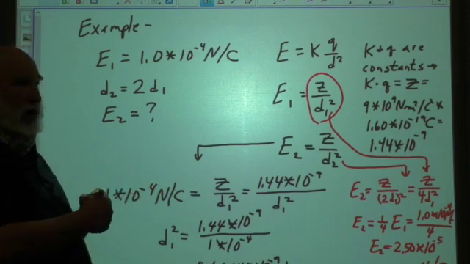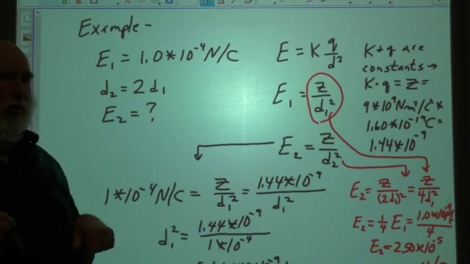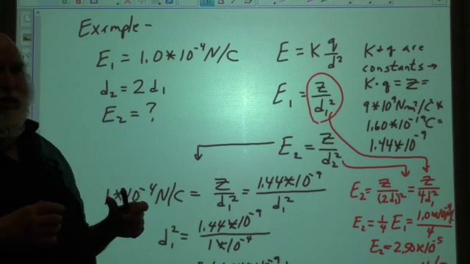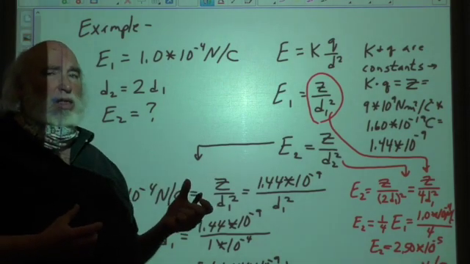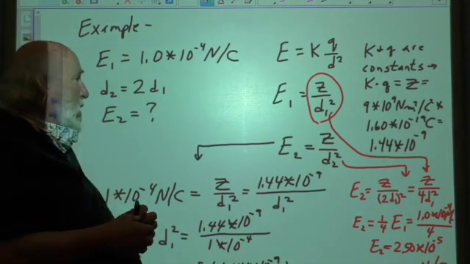Now, if you're pulling a charge farther away, remember it's an inverse relationship to the distance squared, which means we know that when you pull it away, the distance gets greater. That means the strength of the electric field is going to get weaker. So let's see how we can calculate that.